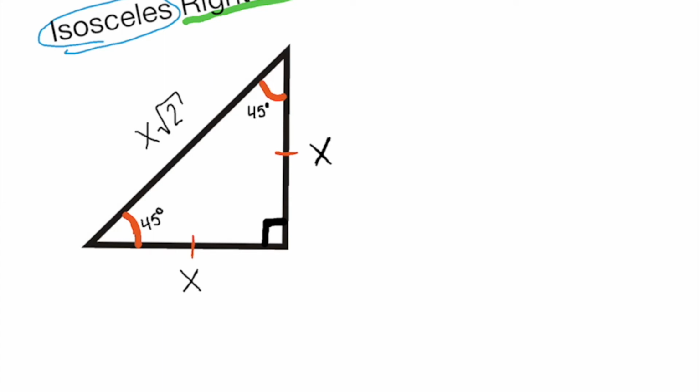It's really important that it's isosceles and it's a right triangle. This does not work for all isosceles triangles. This does not work for all right triangles. It only works for isosceles right triangles, or 45, 45, 90-degree triangles. Now let's put this to use with an example.